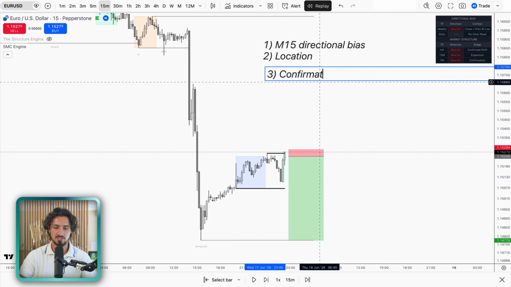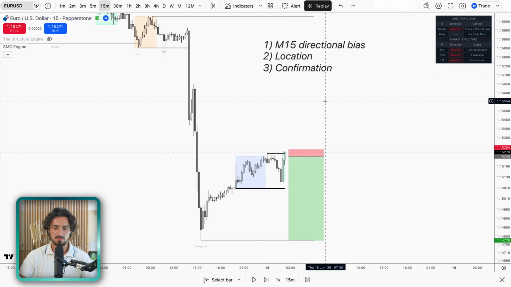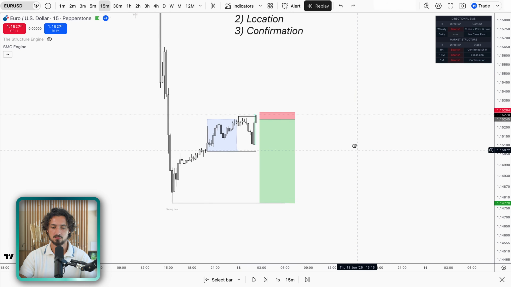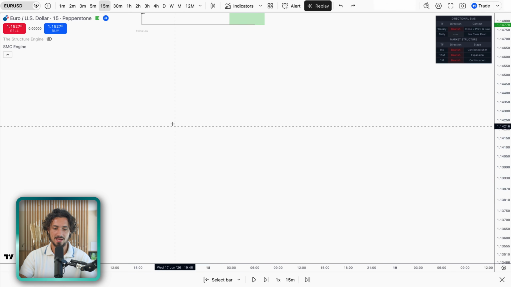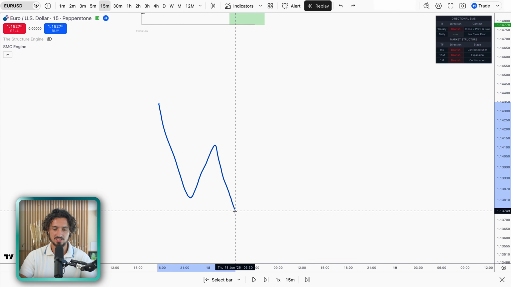The thing with confirmation is that it's something that can cost you a lot of money. Like, let's say if we are bearish, now we don't just short here, but we have our second rule, which is Asia session.